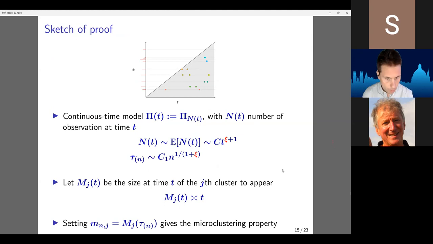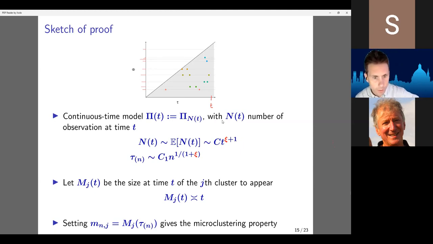Okay, maybe just to give some idea of the sketch of the proof. The proof is very similar to the proof for the number of clusters of a given size for infinite urn models, from the paper of Karlin. In our case, it's actually relatively easier because we already have this continuous time model. So I'm considering the continuous time model pi t. At a given time t, I'm looking at the partition of the points up to time t, and pi t is pi of n_t, where n_t is the number of observations I've had at a given time t.